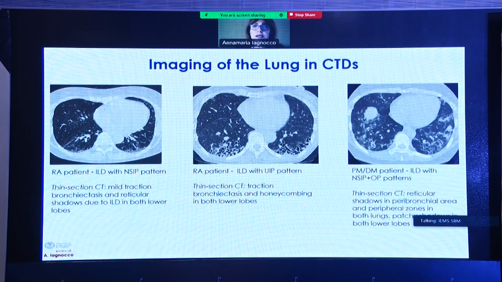You see in this slide some clinical cases of patients with different lung involvement. The first on the left is a rheumatoid arthritis patient, and the typical non-specific interstitial pneumonia pattern is shown with mild traction bronchiectasis and reticular shadows in both lower lobes. In the second image, this comes from a patient with rheumatoid arthritis and usual interstitial pneumonia, where traction bronchiectasis are shown by CT scan and also honeycombing in both lower lobes.